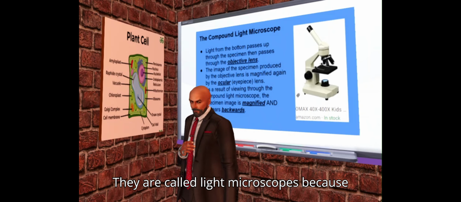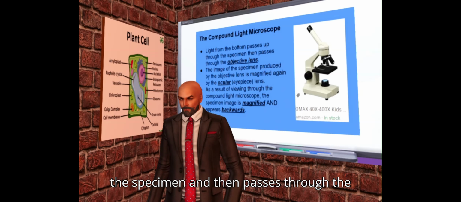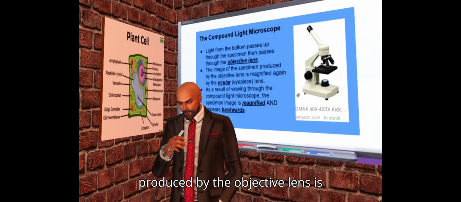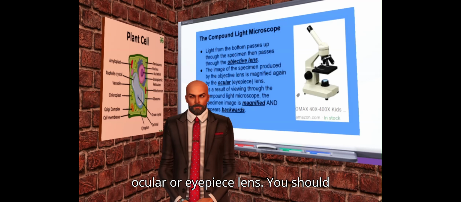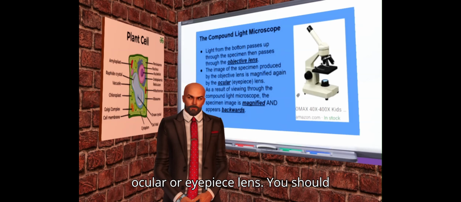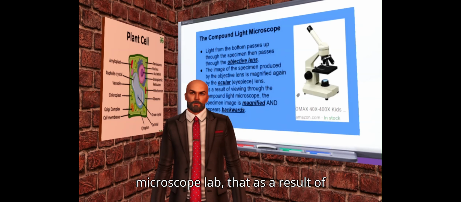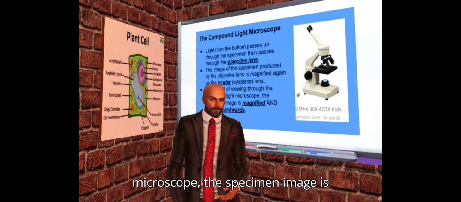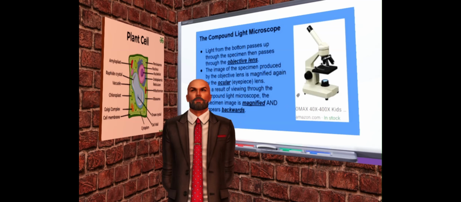They are called light microscopes because light from the bottom passes up through the specimen and then passes through the objective lens. The image of the specimen produced by the objective lens is magnified again by the second lens, the ocular or eyepiece lens. You should note, and you will see in our first microscope lab, that as a result of viewing through the compound light microscope, the specimen image is magnified and appears upside down and backwards.